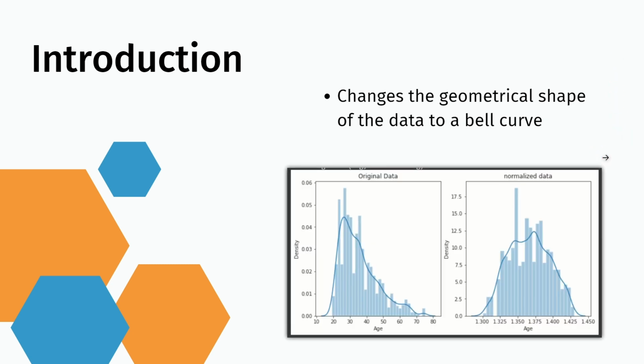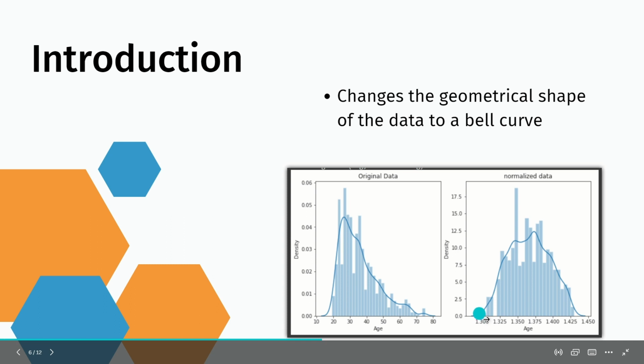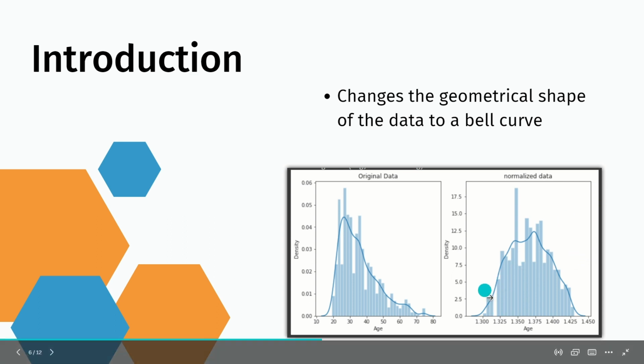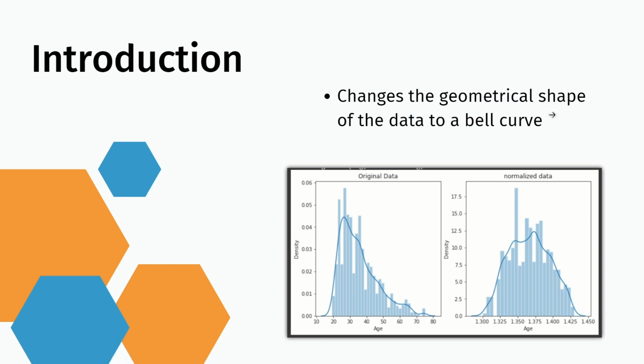Now, normalizing changes the geometrical shape of the data to a bell curve. We saw in the previous video that the geometric shape remains the same in terms of scaling, but for normalizing, it changes it to a bell curve because it is just limiting the values to 0 to 1 or -1 to 1. So when it is limiting, this is how it will look. It is changing the shape. Like if this was the original data, then this is how the new data will look. And this sort of curve is called a bell curve. So that's why it's said that it changes the shape to a bell curve.